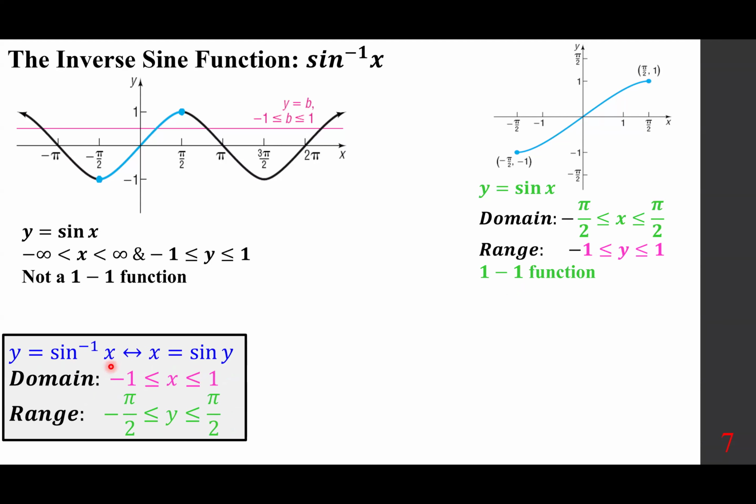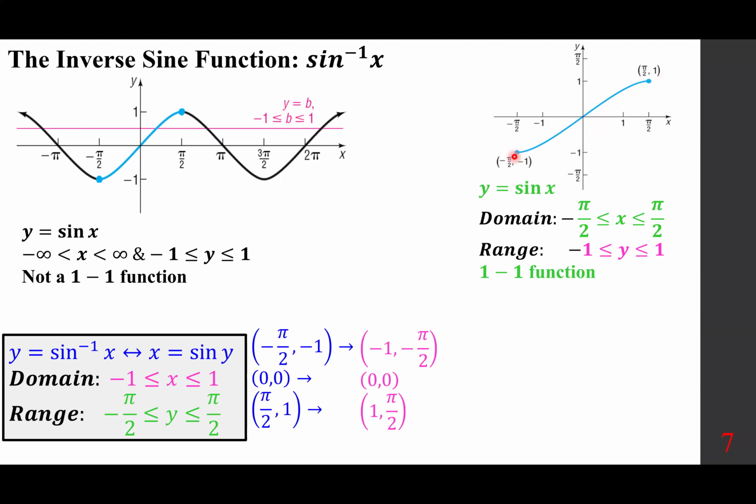y equals sine inverse of x means x equals sine y. That's by the definition of inverse functions. The range becomes the domain: -1 less than or equal to x less than or equal to 1, inclusive. Domain becomes range here. And so let's look at the pairs. Negative pi over 2, -1 becomes -1, negative pi over 2. 0, 0 remains 0, 0, because when you interchange 0, 0, that doesn't change. Pi over 2, 1 becomes 1, pi over 2.